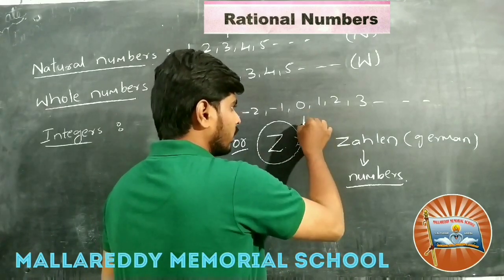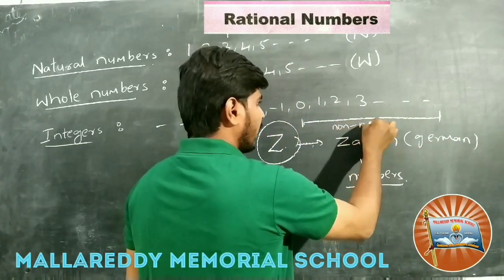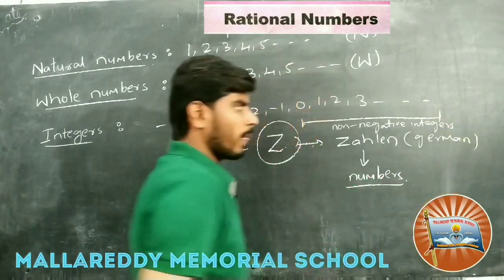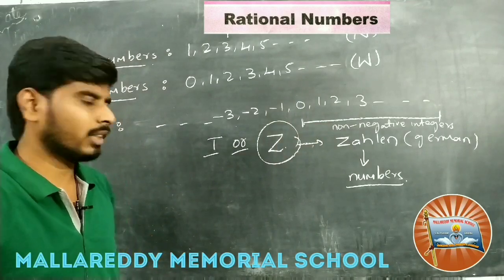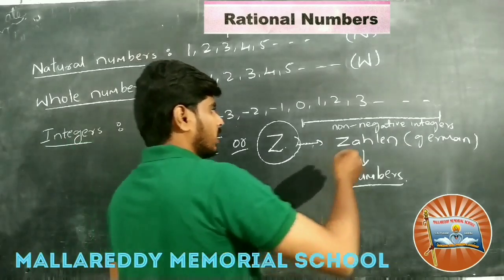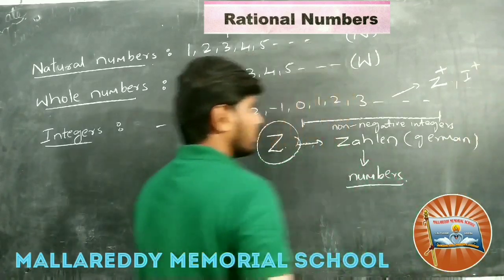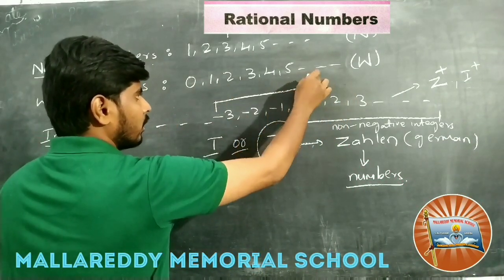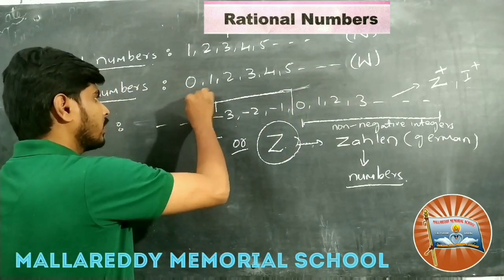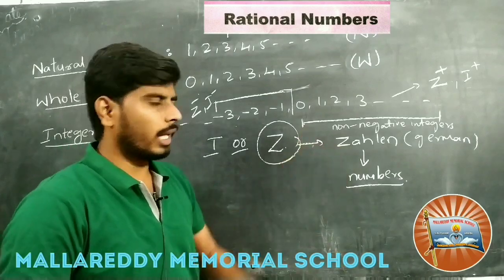These numbers are called non-negative integers, or positive integers. 0, 1, 2, 3, and so on are called the positive integers. These positive integers we indicate by Z plus or I plus. And these are negative integers. This we indicate by Z minus or I minus. Right. Pause the video and write down the notes.